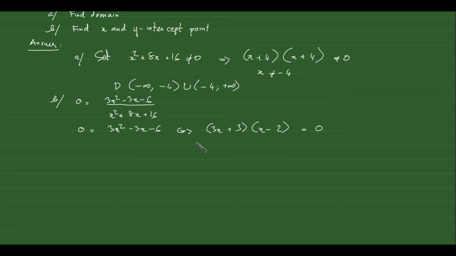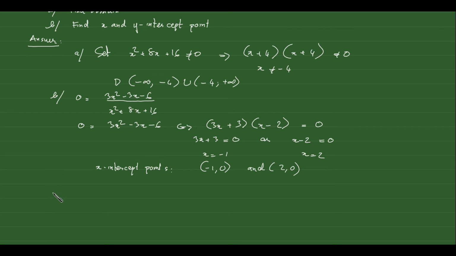So if I apply the zero product property, over here I'm going to have x equal to negative 1 and x equal to 2. So the x-intercept points, in ordered pair form, will be (negative 1, 0) and (2, 0). So we have 2 x-intercept points.